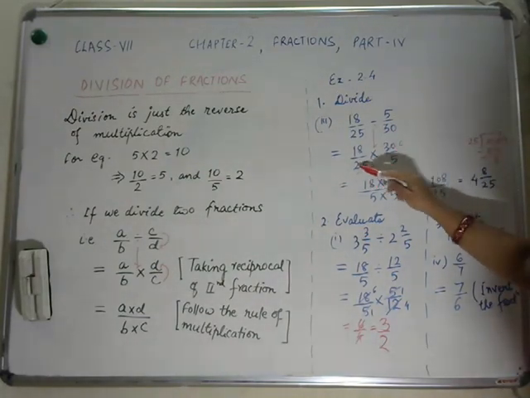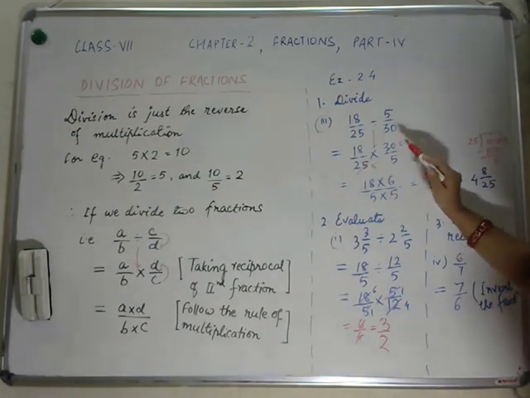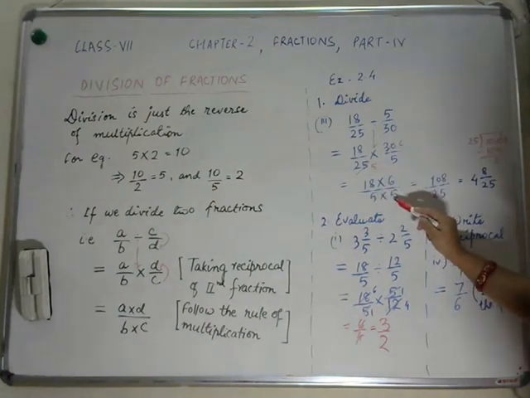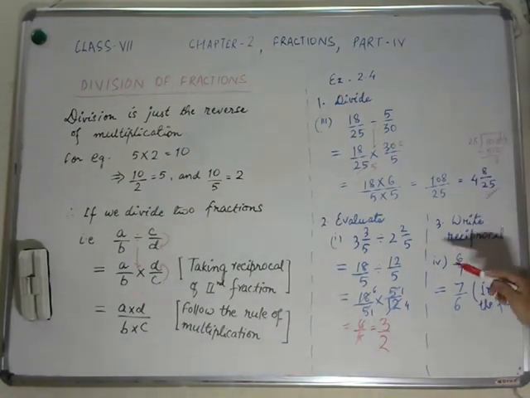From here you can cancel some of the terms. 5 5s are 25, 5 6s are 30. So the answer will be 18 into 6 by 5 into 5. 18 into 6 is 108 divided by 25. On simplifying, the mixed fraction is 4 whole 8 by 25.